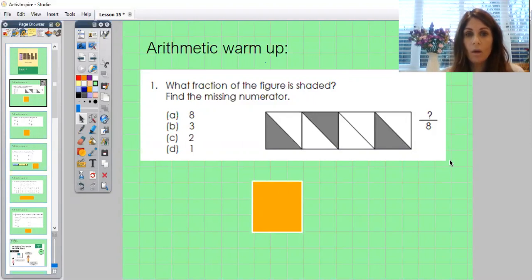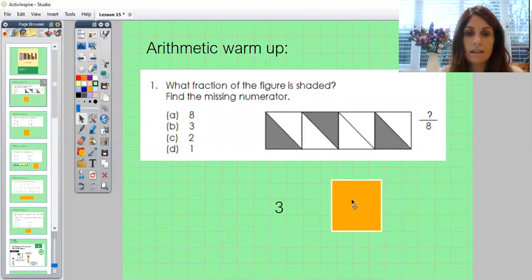Question number 1 then. What fraction of the figure, so that's this box here, is shaded? And you have to find the missing numerators. So for each of these questions, you need to decide is it A, B, C, or D. It's out of 8 because there are 8 parts in total. Okay, here we go. The answer is 3. Can you see 1, 2, 3 parts are shaded, so 3 out of 8 is shaded.